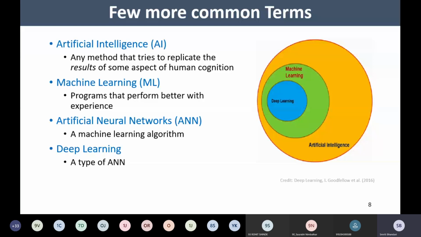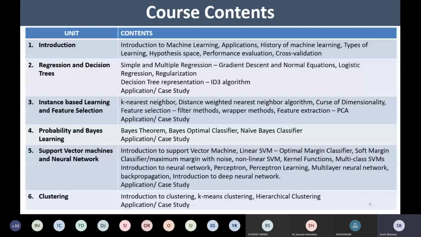So today we are going to see the entire syllabus or the curriculum, what we are actually going to learn in this course. We have the syllabus divided into 6 units. Unit number 1 deals with introduction. In this introduction unit, we'll be focusing upon the formal definition of machine learning, applications of machine learning, history of machine learning, types of learning, and some terminologies like hypothesis space, inductive bias, and so on.